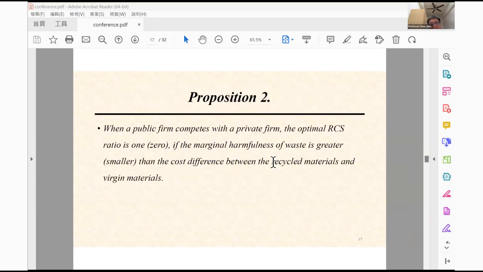And based on that, we have proposition 2. When the public firm competes with a private firm, the optimal RCS ratio is 1 or 0, depending on whether the harmfulness of the waste is greater or smaller than the cost difference between the recycled material and virgin materials.